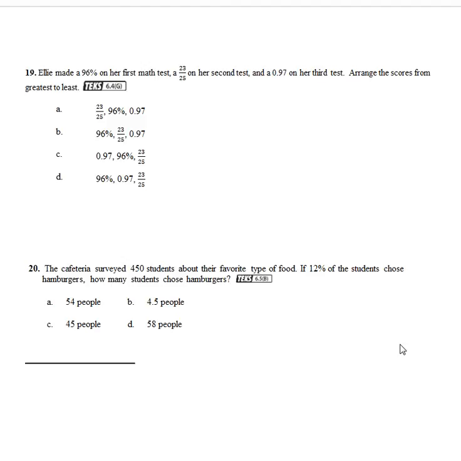Number 20. The cafeteria surveyed 450 students about their favorite type of food. If 12% of the students chose hamburgers, how many students chose hamburgers? A, 54 people. B, 4.5 people. C, 45 people. D, 58 people.